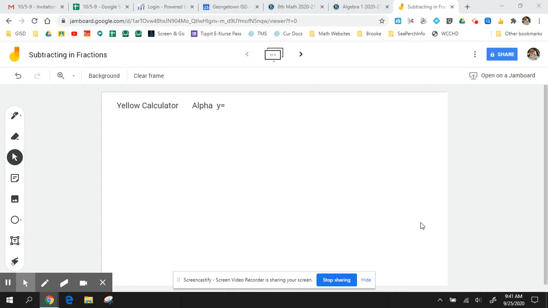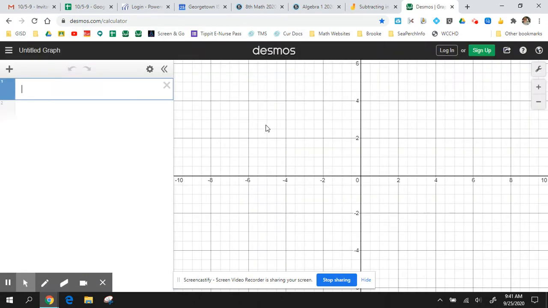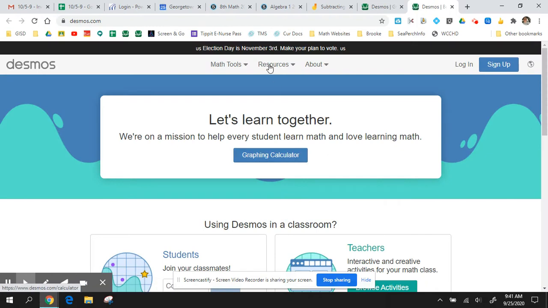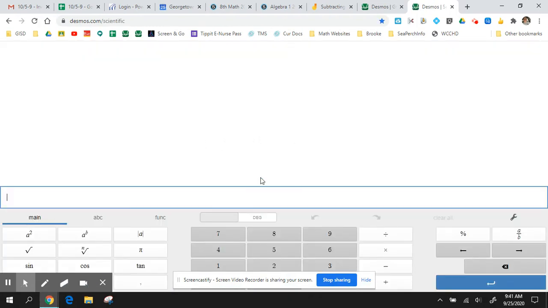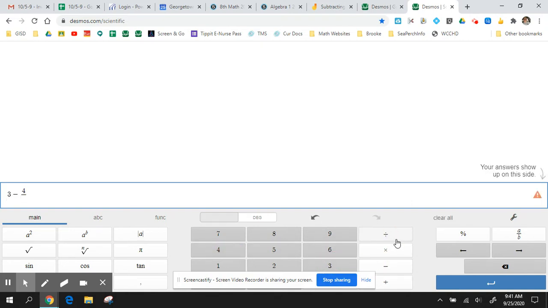And in Desmos, let me show you in Desmos. You can go to the graphing one, or you can go over here to the scientific. So my example may be 3 minus 4 divided by. That doesn't put all of our subtraction on the top. So let's try that again.